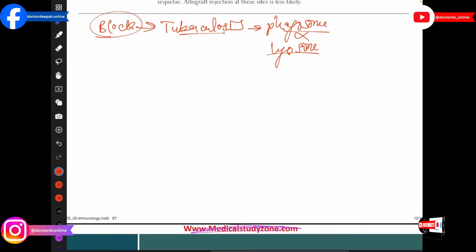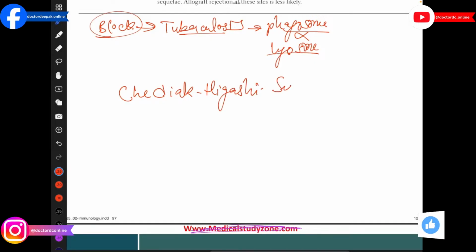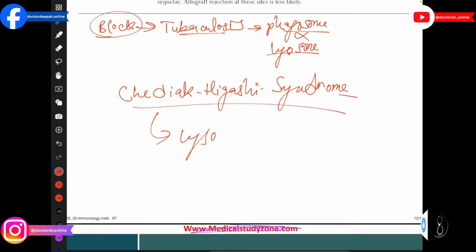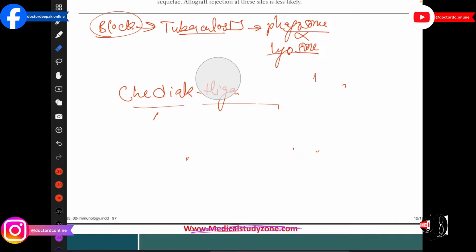If you know about Chediak-Higashi syndrome, it is an immune deficiency syndrome, and there is a failure of the lysosome to fuse with the phagosome, and this disease causes recurrent bacterial infection. What does it mean? In this disease, the lysosome is unable to fuse with the phagosome, and by that process they are not able to kill the bacteria, and there will be recurrent infection.